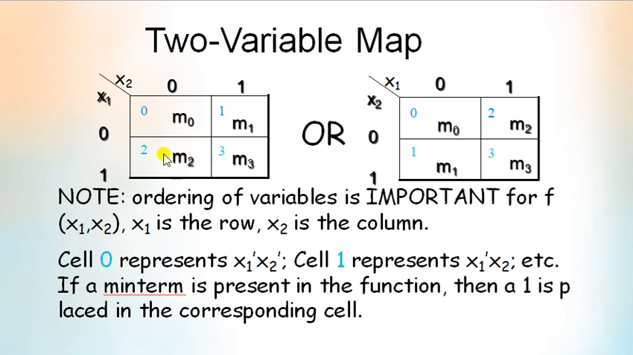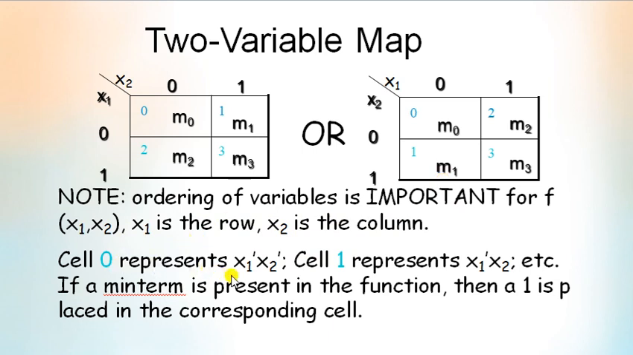Consider this picture. Here there are 2 variables, x1 and x2. We can represent either x1 here and x2 here, or x2 here and x1 here. We can represent it in 2 ways, and the ordering of variables is important for f of x1, x2. X1 is the row and x2 is the column, and we can also represent x1 as the column and x2 as the row.